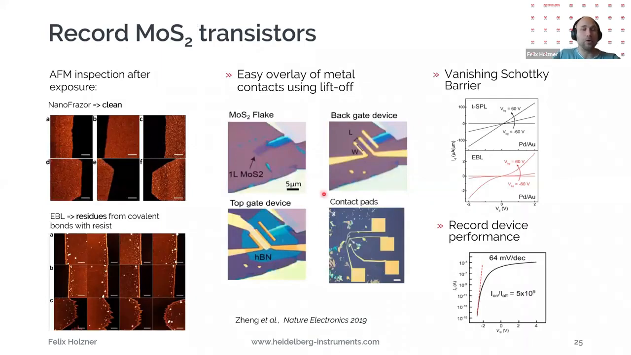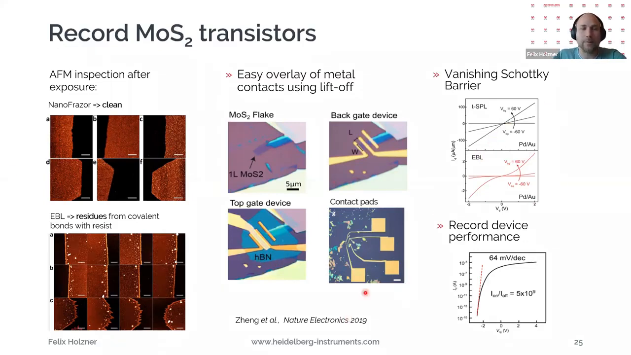Okay, and that approach enabled, for example, also this nice paper published last year. Here they compared MoS2 transistors made with NanoFrazor and made with e-beam with PMMA resist. Here you see the residues and the roughness they have with e-beam, and that creates a Schottky barrier. If you have a high contact resistance of your super nice material, you can't make a proper or real device out of it, because then the contact resistance dominates the performance of your device. And here they could show they could really make ohmic contacts on these 2D materials in this paper.